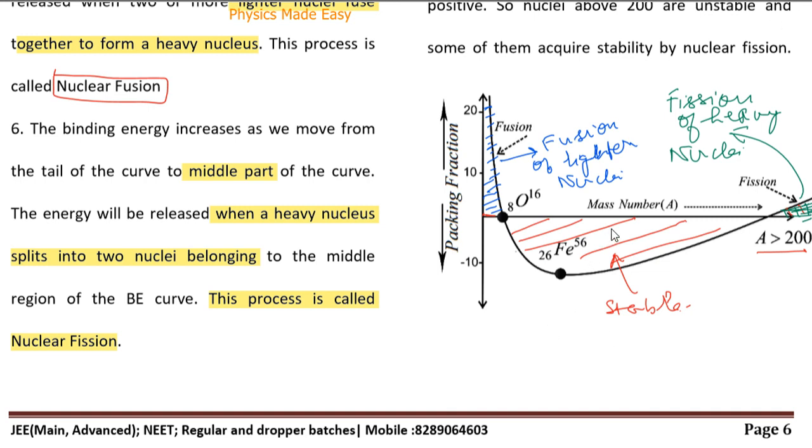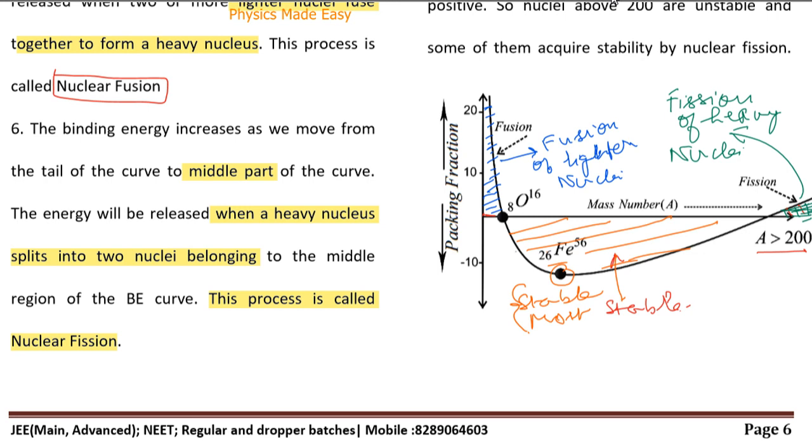And all these nuclei, they are stable nuclei. All of them are stable nuclei. We use the word stable for it. These are stable nuclei. Iron here again is the most stable nuclei. This is most stable.